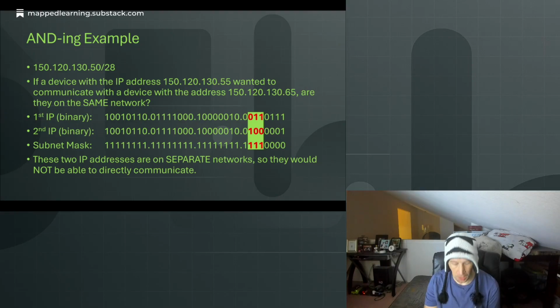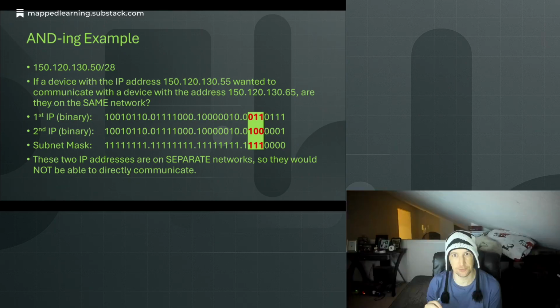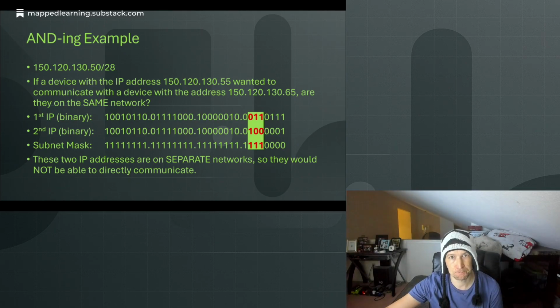Would they be able to communicate with each other without an intermediary routing device? Well, when a router has to make this decision, it does what's called ANDing. It takes each IP address and ANDs those bits with the new subnet mask, and compares the two results. If the resulting binary bits match, then they're on the same network. If they don't match, then they're on a different network. And that is literally what a router does every day.